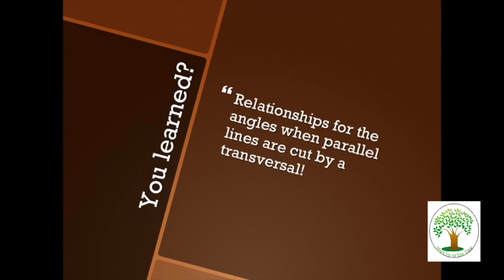All right. This is what we talked about today. You transferred that vocabulary. You knew what a corresponding angle was. You knew what a same side interior was. You knew about alternate exterior, alternate interior, but now you know that there are relationships between those angles. There are 2 types of relationships. They're either going to be congruent or they're going to equal 180, or supplementary, okay?